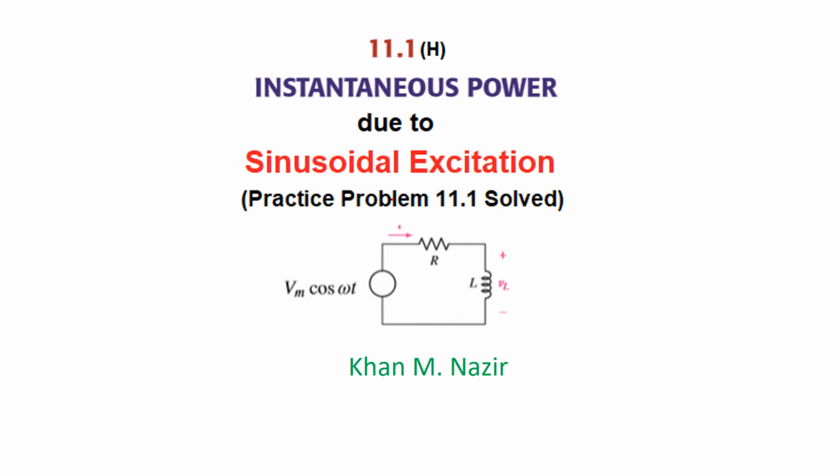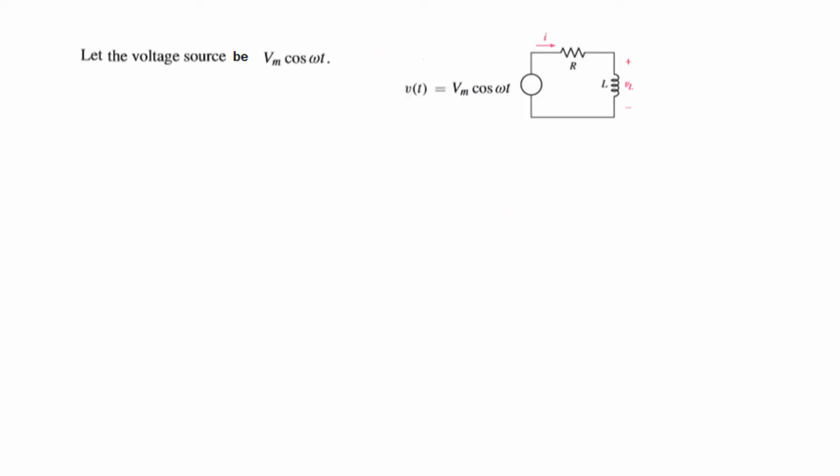Bismillahirrahmanirrahim. In this video, we'll talk about instantaneous powers due to sinusoidal excitation, and we'll also solve practice problem 11.1. So we have a series RL circuit here, and the input is now a sinusoidal signal Vm cos omega t.